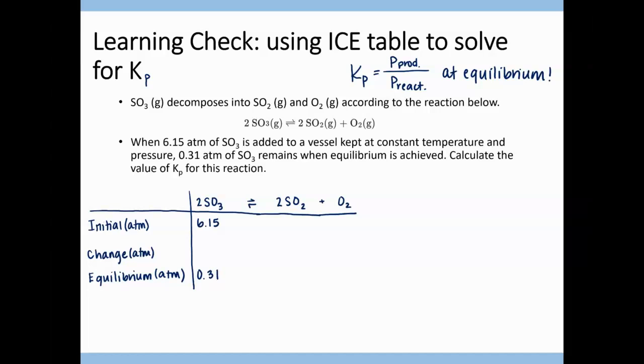What other values can we add? Ignoring the change row for now, we'll talk about change in a moment. What else can we add? Yes, 0 for the other two initials. How do we know that they're 0? Because nothing was added. The statement doesn't tell us there's any partial pressure for the products. So we can assume, unless it's asking for initial partial pressure, which I don't think you'll ever have a question of, that since 6.15 atm of SO3 is added to a vessel, that's all that's added. So we have 0 product present at the beginning.